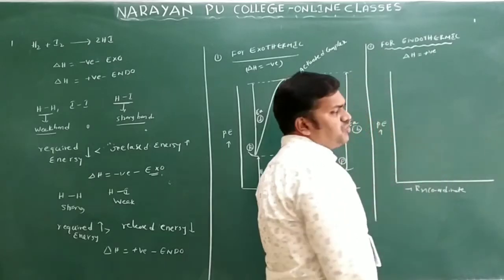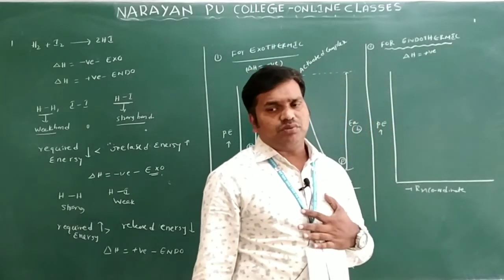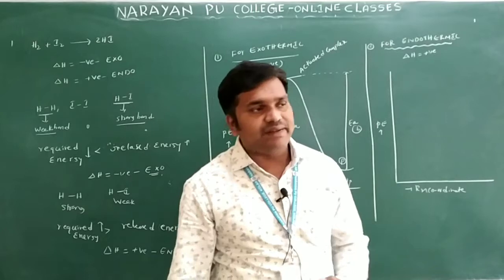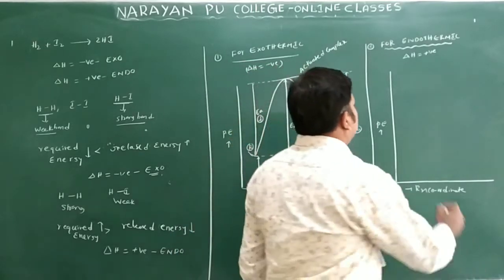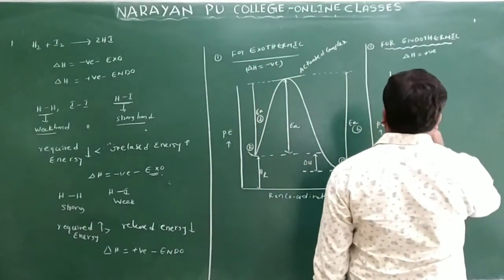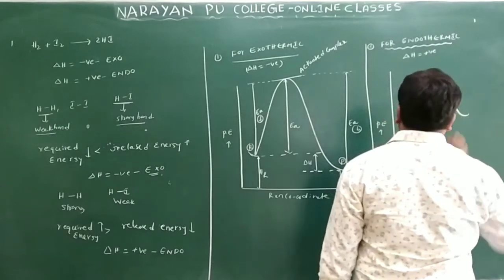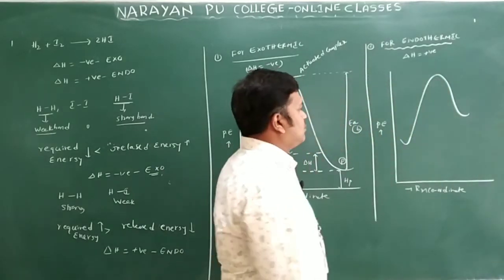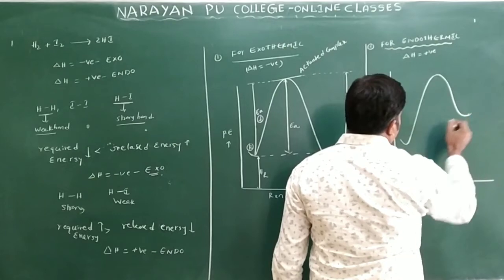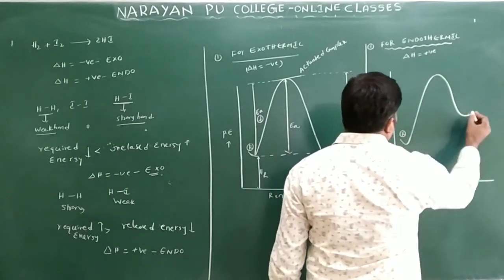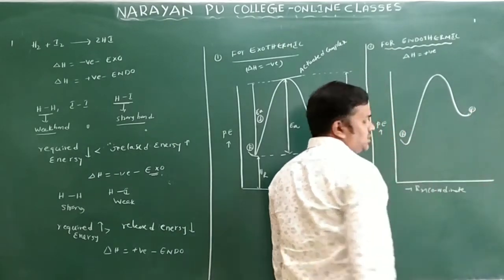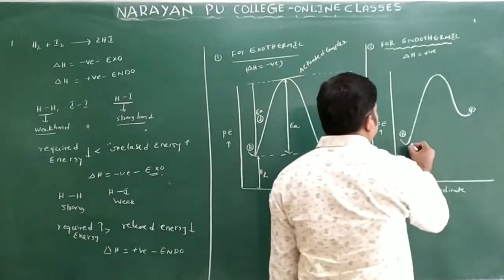For endothermic, what does it mean here? Energy is already absorbed in the chemical reaction. Then what graph can we observe here? The graph we can observe is like this. Clear? So this is the reactant and this is the product.